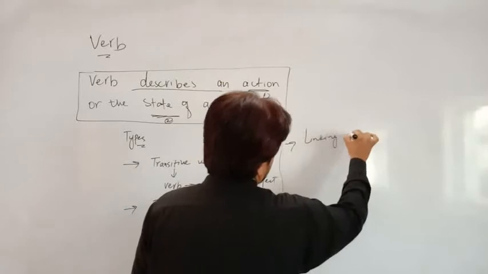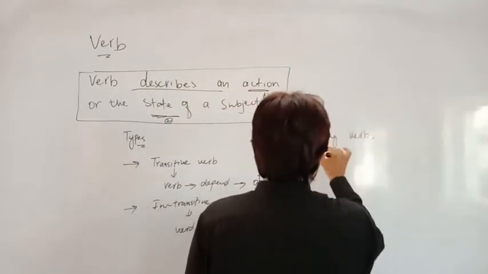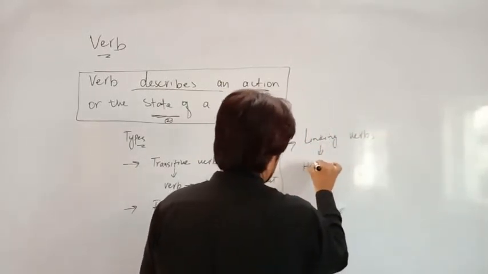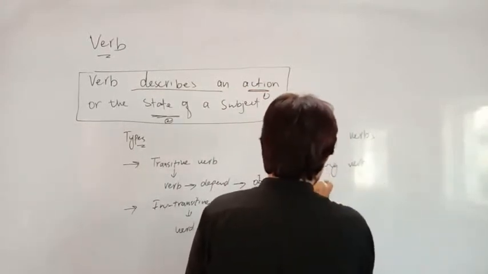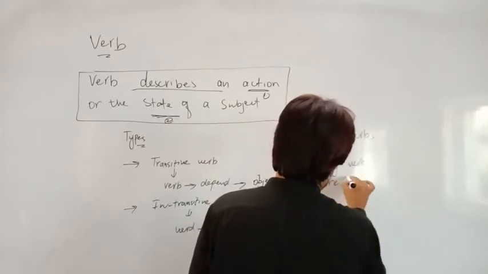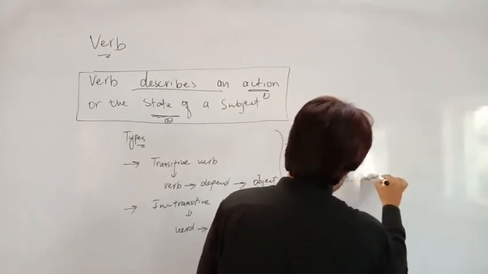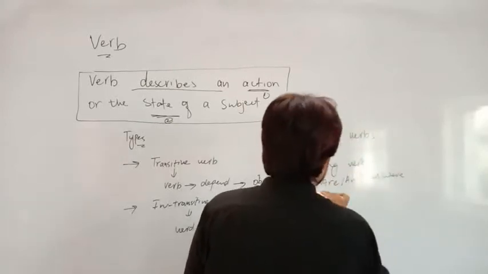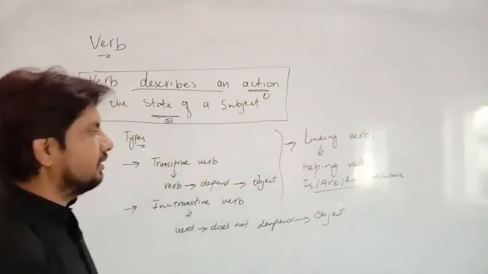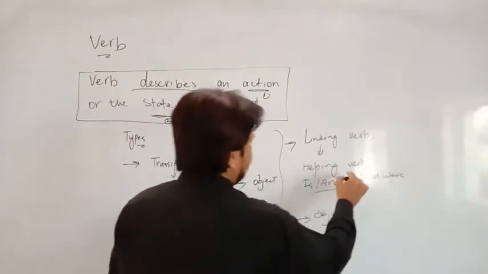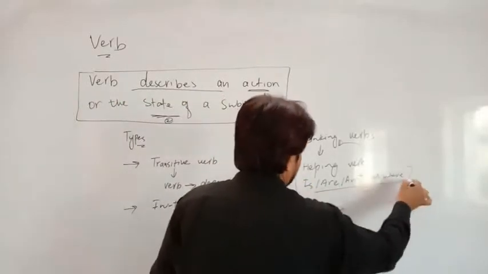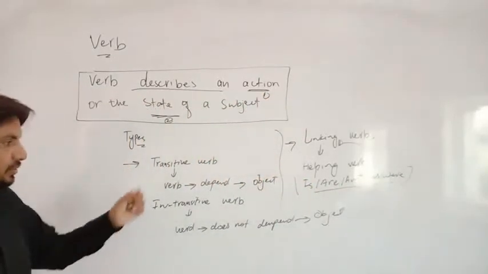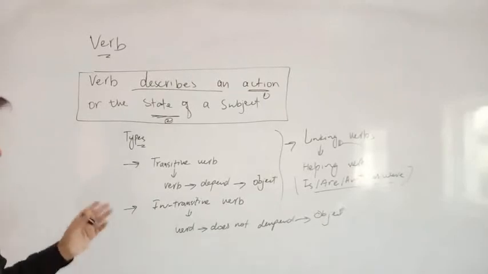And the next one is linking verb. What does it mean? You have already listened about helping verbs: is, are, am, was, and were. These all are called helping verbs. So these helping verbs are taken as linking verbs. And remember, there are only 5 helping verbs. So these 5 helping verbs are taken as linking verbs.